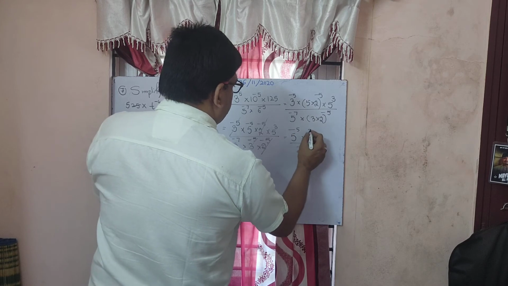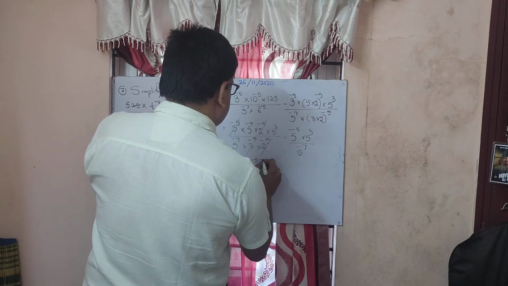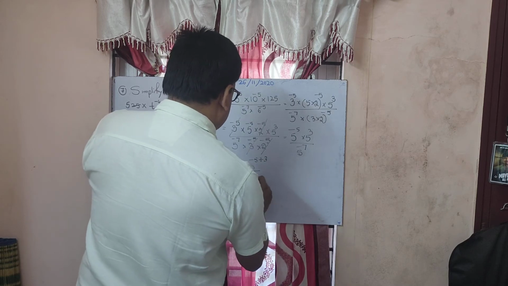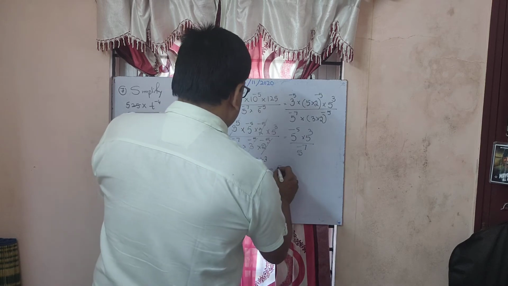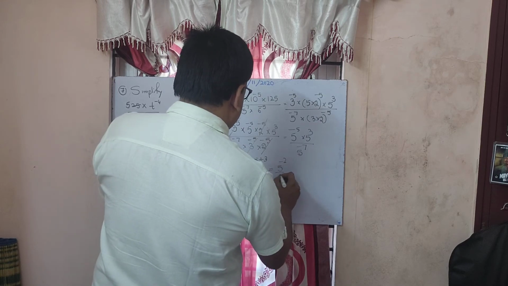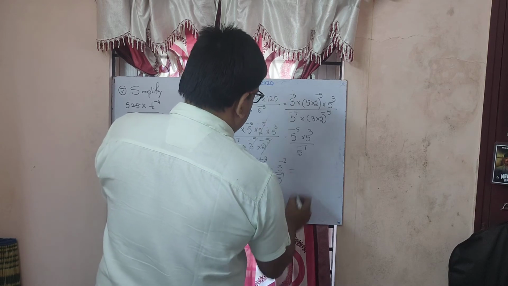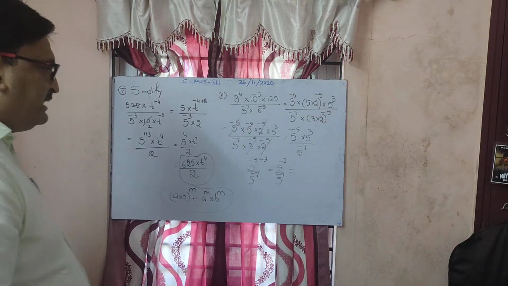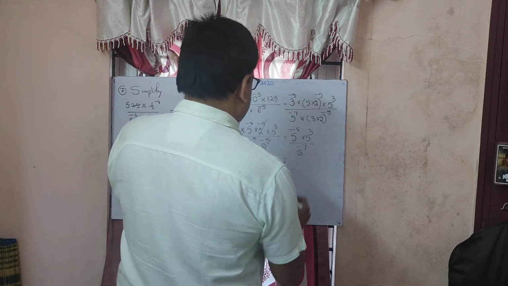a to the power m into a to the power n, that is a to the power m plus n, divided by 5 to the power minus 7. So 5 to the power minus 2 divided by 5 to the power minus 7. Again you know the formula, that is a to the power m divided by a to the power n is equal to a to the power m minus n.